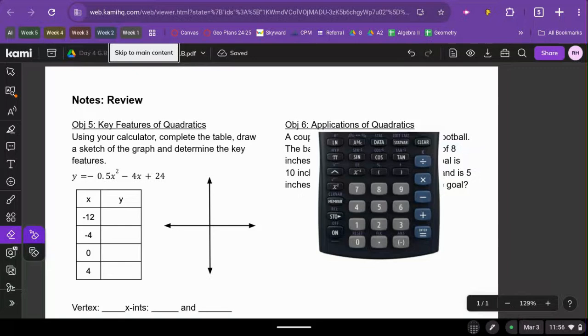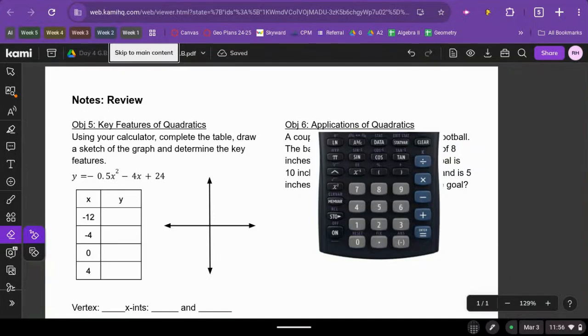In this video, we're going to look at the key features of quadratics and applications of quadratics. For this first problem, they give you the equation y equals negative 0.5x squared minus 4x plus 24, and they're asking you to complete the table. In order to do that, we need to know how to use the calculator.